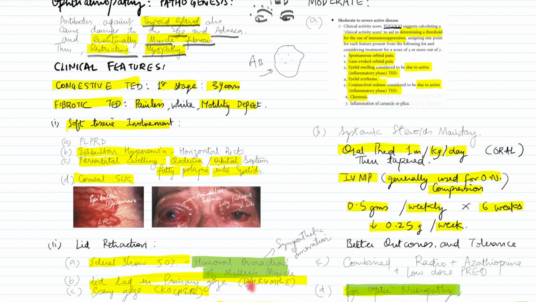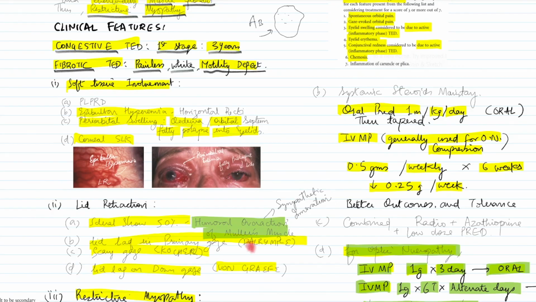So then we have, in clinical features, a congestive stage and then a fibrotic stage. A congestive stage is the initial stage of TED, which lasts for around 3 years, whereas a fibrotic stage is a painless stage in which the eye becomes white, which means the sclera is not very red. There is not much congestion in the conjunctiva, but there is a motility defect in the fibrotic stage.